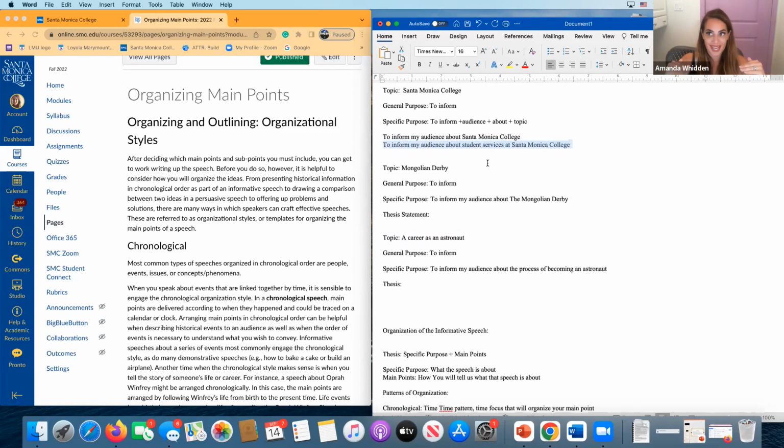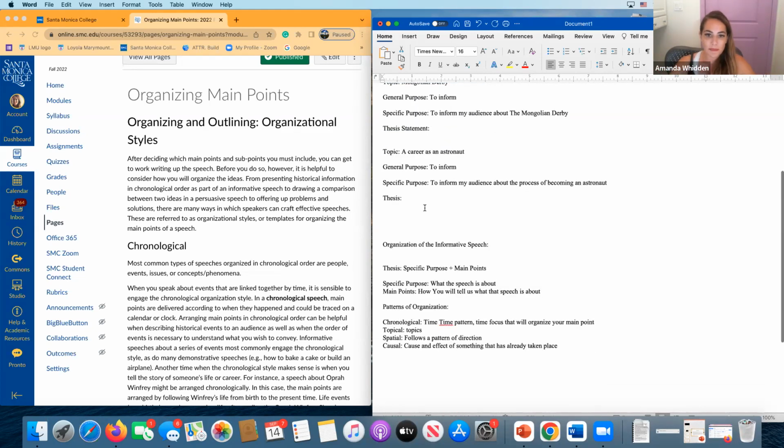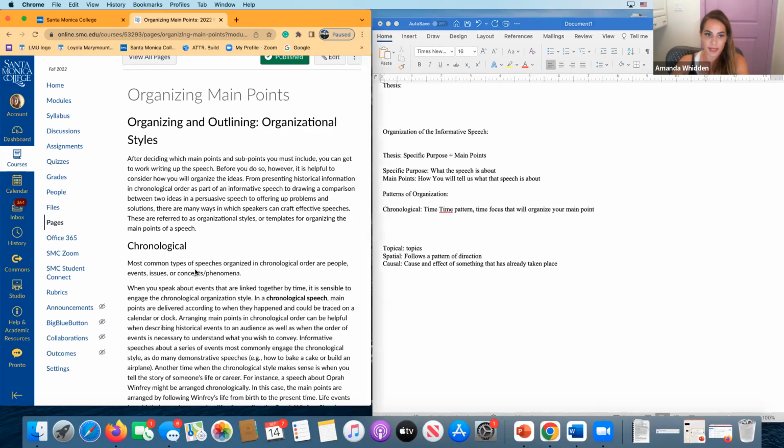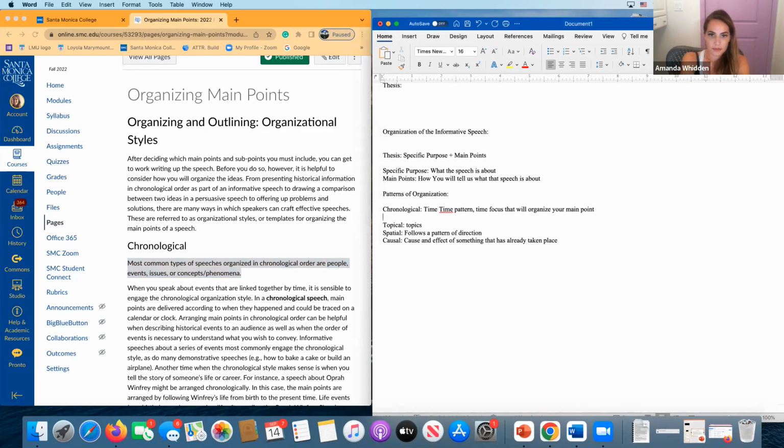And for each of you to be able to identify which one you have is going to be key to knowing what pattern of organization is most effective to use. When it comes to patterns of organization, things like chronological, and we think about time, as it says here in the reading of the organizing main points, the most common types of speeches organized in chronological order are people, events, issues, and concepts. So I'm going to put that one here and say people, events, issues, and concepts.